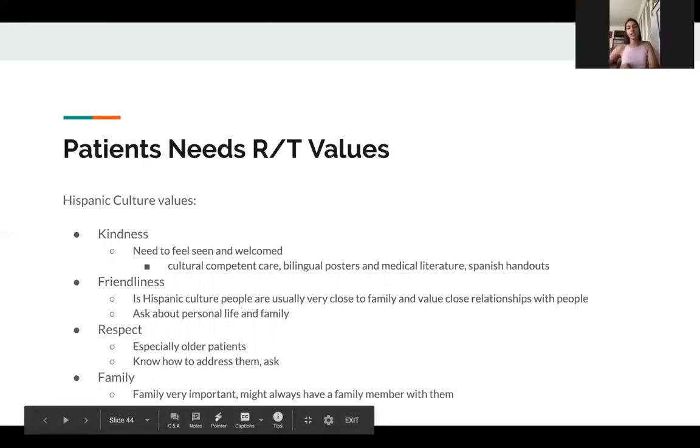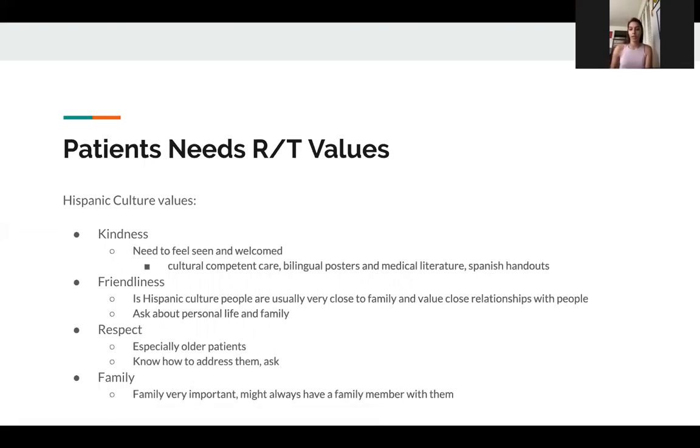All right, and so some patient needs related to the values. I just mentioned here a couple of values that Hispanic culture thinks are important. And so kindness is one of them that I saw. Basically this just means that they want to feel seen and welcomed, and they want to feel really cared for. This would mean that we would need culturally competent care. Bilingual posters and medical literature would really help. And then having Spanish handouts, especially when doing education.